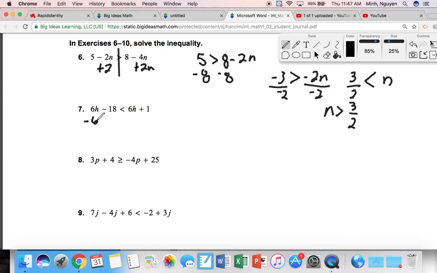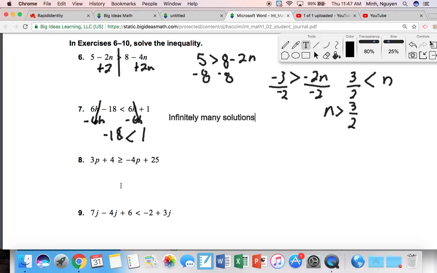It doesn't matter which side you want to bring it on because they are the same. -18 is less than -1. Is a negative number less than a positive number? I'll pause and let you think about it. The answer is yes. -18 is always less than -1. Infinitely many solutions.